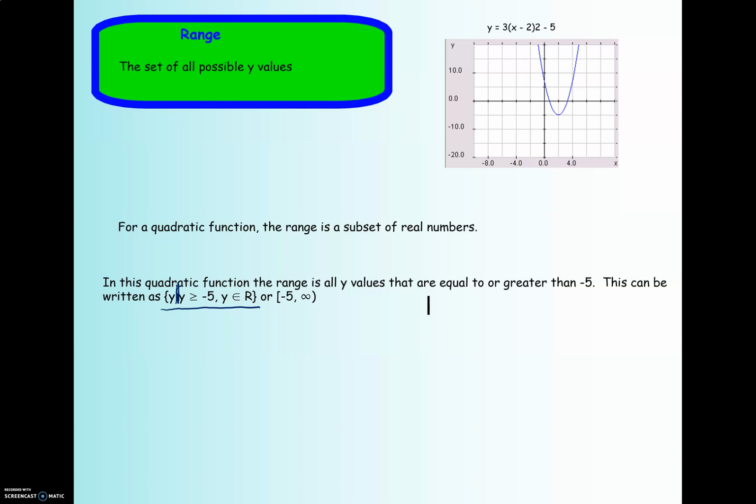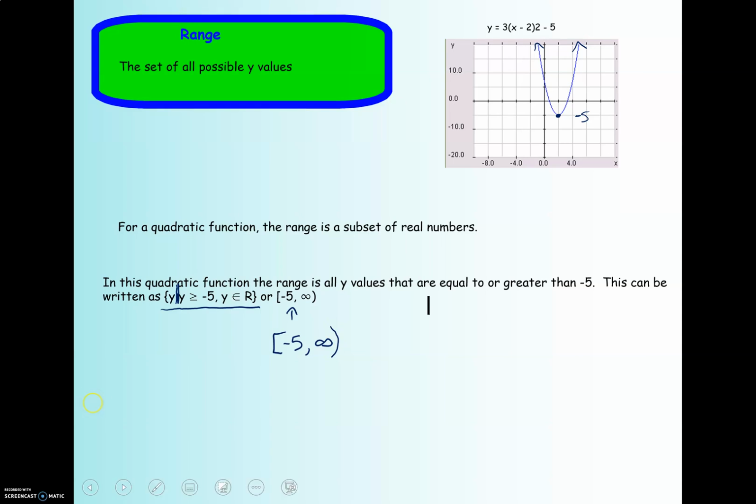Or the other way of writing this: in the graph that we see, the vertex is the minimum, and that minimum is happening at negative 5. The graph goes on forever and ever, up and up and up, so that's going to infinity. We can write it like this. The reason we have a closed bracket is because negative 5 is a value. Infinity we can't even picture. It never ends, so we leave an open bracket for that.